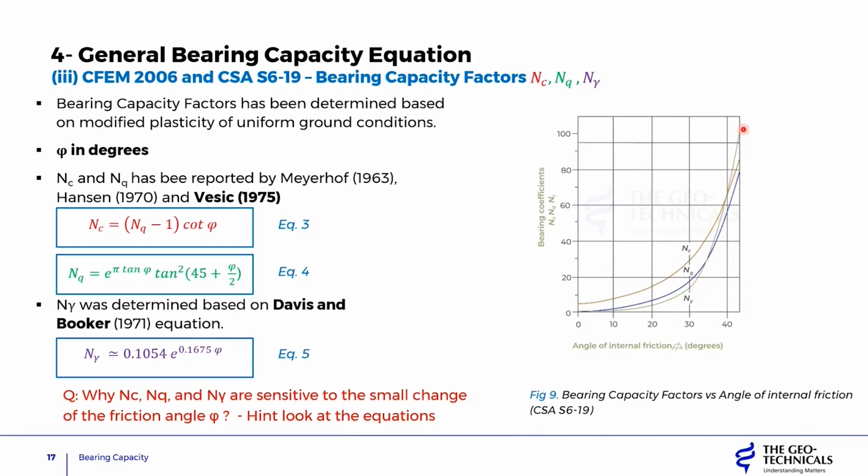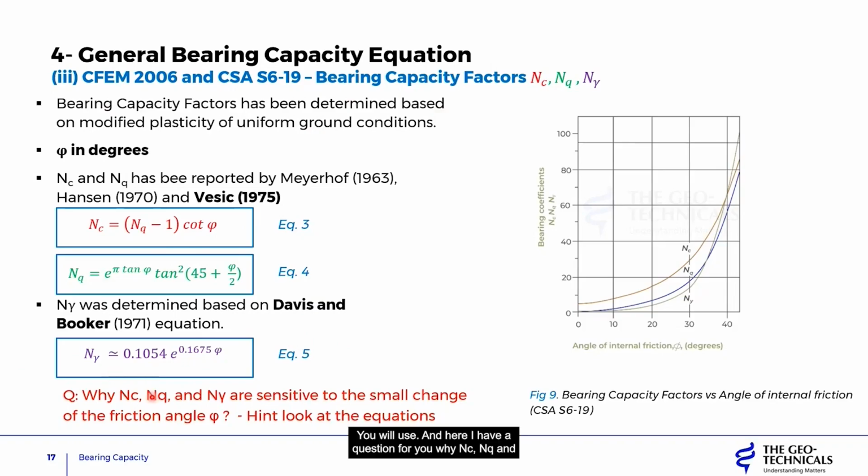It increases very rapidly, and it's actually this equation. So N gamma is very important, because if you choose 33 or 35 instead of 36, you might get like a 20% increase in the bearing capacity. N gamma has a huge significance in the bearing capacity calculation. That's why there's no agreement between the scientists on what the real value of N gamma is, and everyone is saying a different thing, but we just follow the code. So Davis and Booker in the Canadian Foundation Engineering Manual and CSA S6, and those are the equations that you will use.